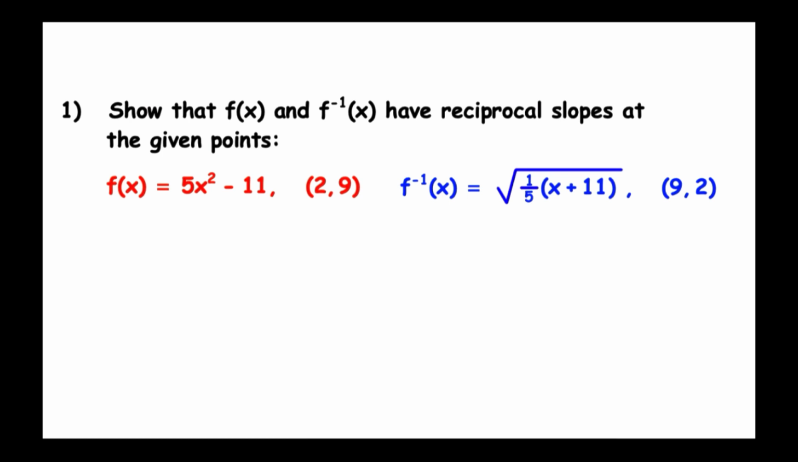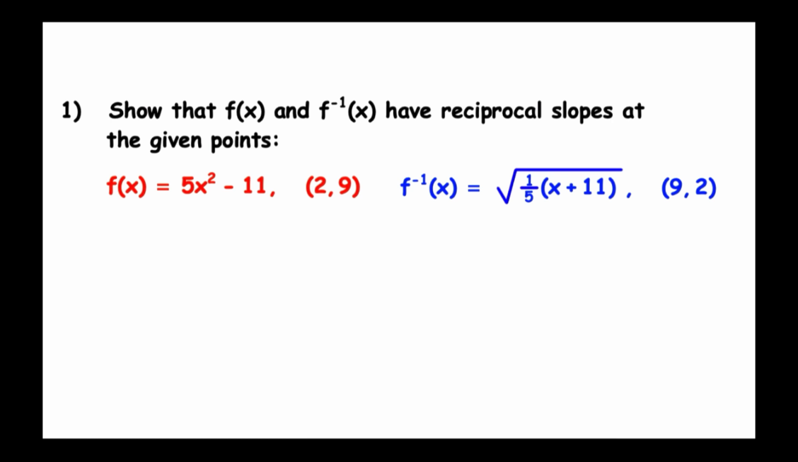These two functions actually are inverses of each other. I made sure. And the point (2, 9) is on the red graph, and the point (9, 2) is on the blue graph. You can always verify if you want, if you don't trust me, but they are. I'm going to show you that the slopes are reciprocals. So let's start over here with f of x in red.